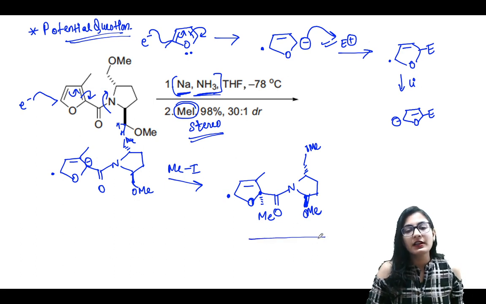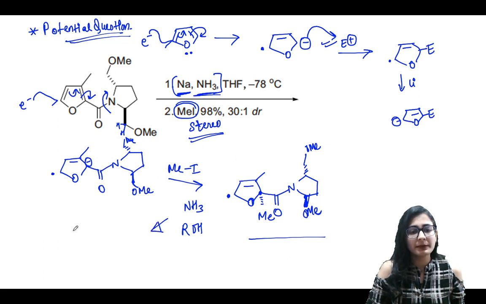So this is our intermediate, and it's going to lead to the product when one more electron is taken up and it forms an anion. Then it is going to take one proton from ammonia or some kind of alcohol if it is provided, and the final product is going to be something like this.